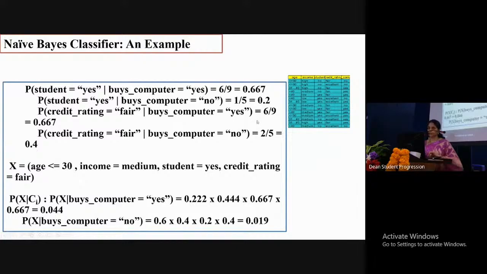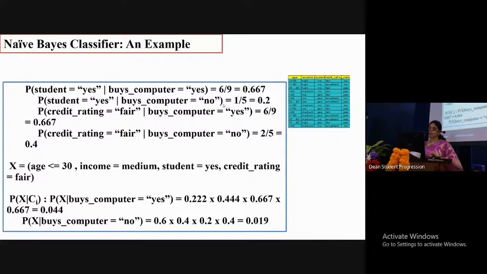When I take a count, out of the total 9 yeses, there are 6 students who are going to buy computers. So 6 by 9. Similarly, for a student who is not going to buy a computer, out of 5 it is 1, so 1 by 5. In the same way, you look at credit rating being fair, how many of them buy a computer and how many are not buying a computer. I calculate the conditional probability for that also.